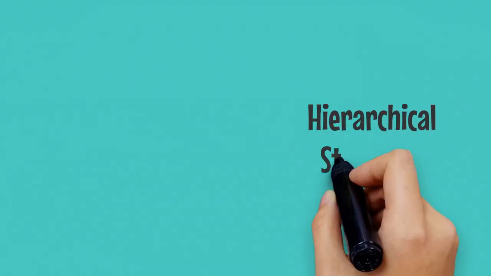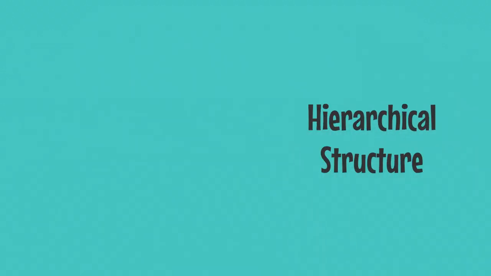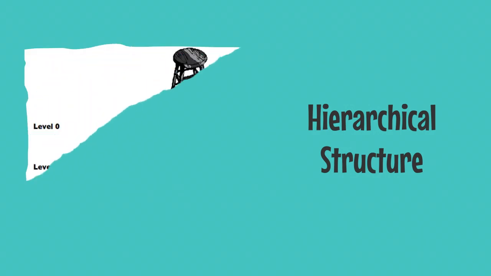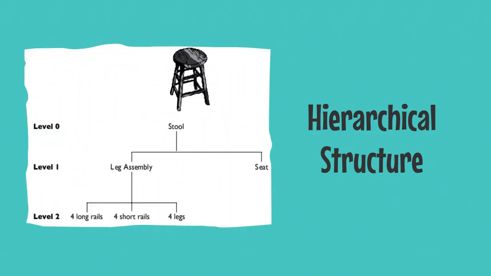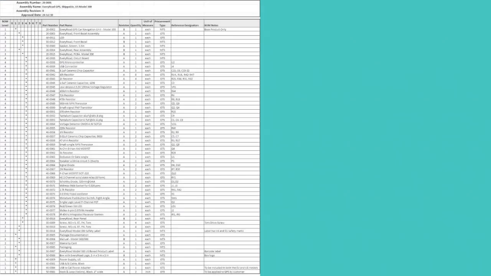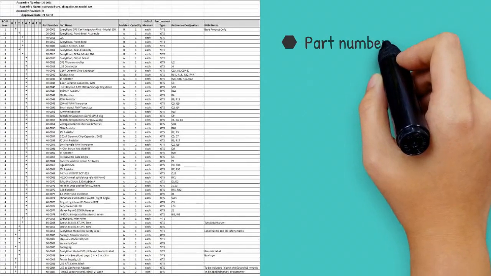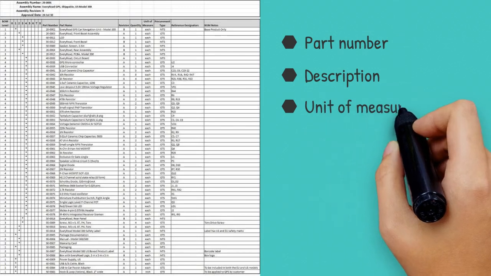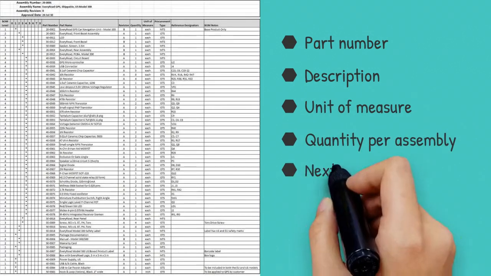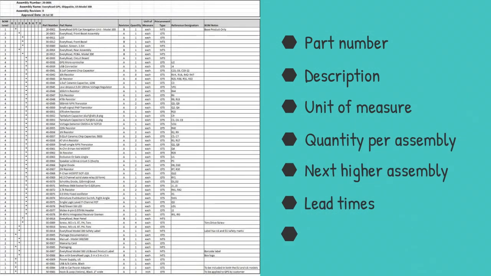The BOM is represented in a hierarchical structure or tree diagram. It shows the grouping of items on an assembly drawing or the grouping of items that come together at a stage in the manufacturing process. The bill of material records contains information on every item or assembly required to produce end items, including part number, description, unit of measure, quantity per assembly, next higher assembly or parent, lead times, and quantity per end item.